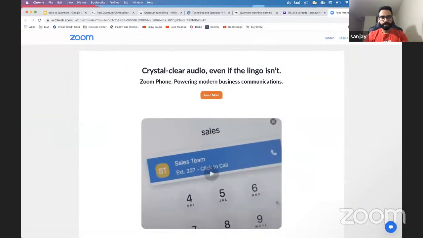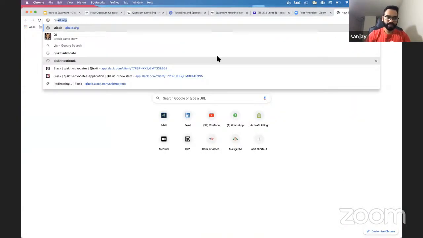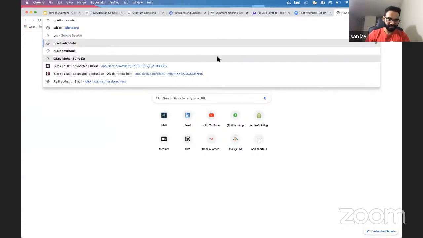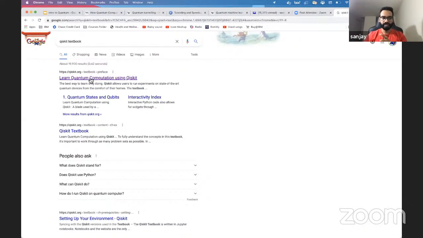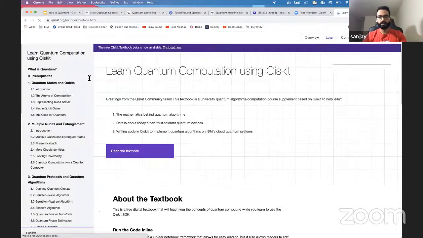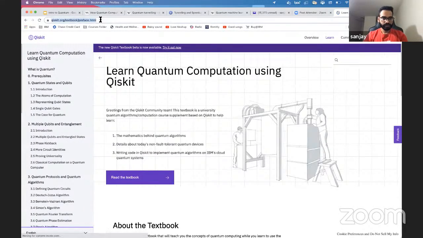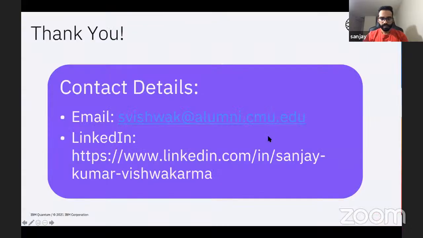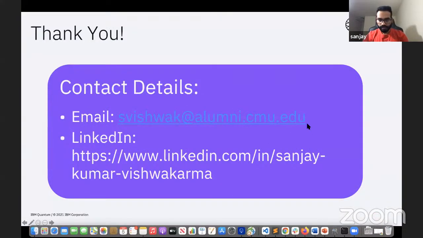So it's a free textbook. It has prerequisites and everything, so you don't have to go much anywhere else. There's a prerequisite for maths as well. So I'm just sharing the link. Yeah, so this is the textbook. It has a maths prerequisite, a Python prerequisite, and a lot of information about qubits. It has a lot of the algorithms that I talked about today.